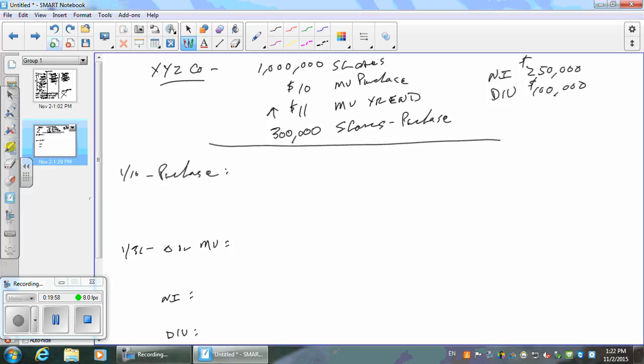What do we buy? 300,000 shares. What do we pay? $10 a share of cash. How much is that? 30 million bucks. No, $3 million. Is that right?